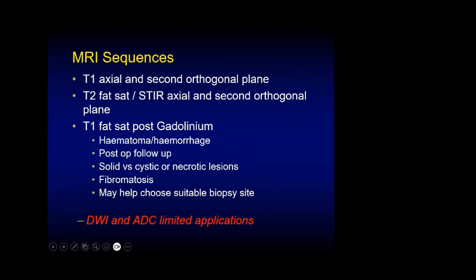Now move on to the MRI sequences. So how do we choose our MRI sequences? The T1 sequence is always included in the protocol, and you always have T1 in the axial plane and T1 in the secondary orthogonal plane. Also, with the fluid-sensitive sequences, whether you choose T2 FATSAT or STIR, always have one in the axial plane, and you also have it in the secondary orthogonal plane.